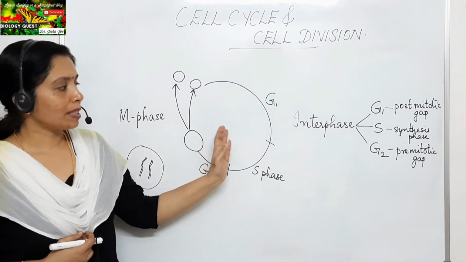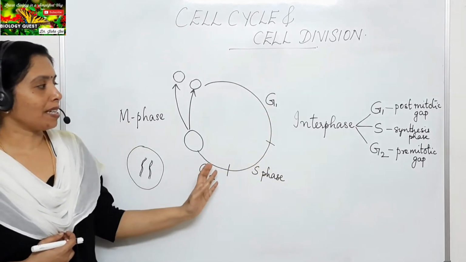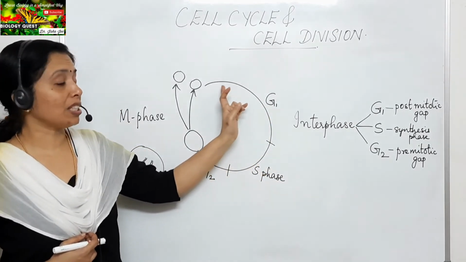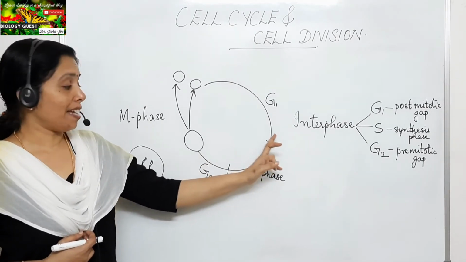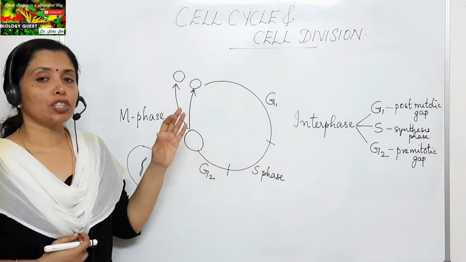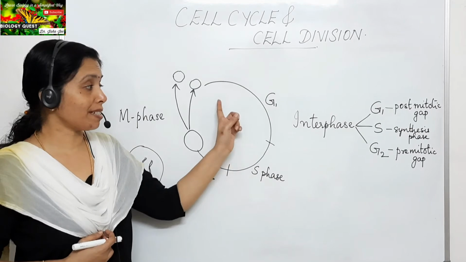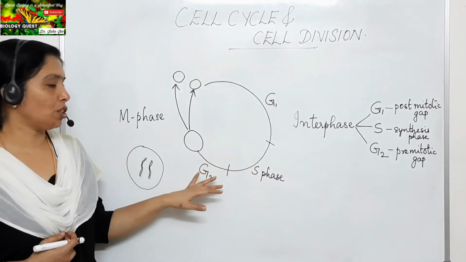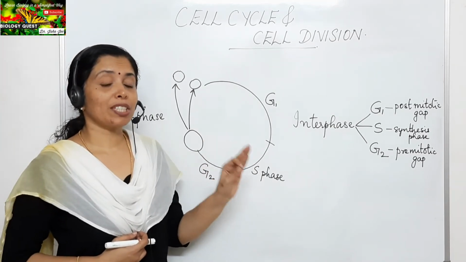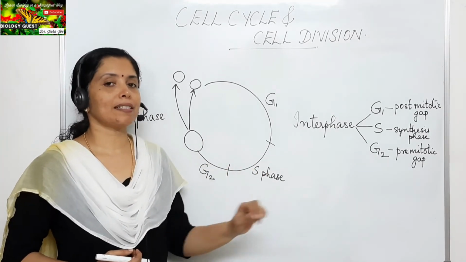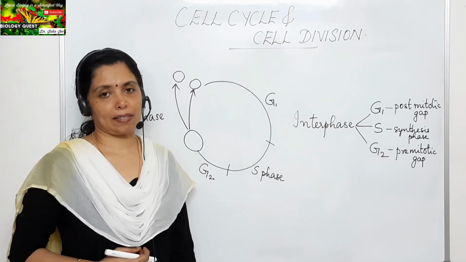And so we have seen these are the 3 phases of interphase. Among the 3 phases, the G1 phase is the longest phase of interphase, and the G2 phase is the shortest phase of interphase. The phase during which duplication of DNA takes place is the synthesis phase or the S phase.